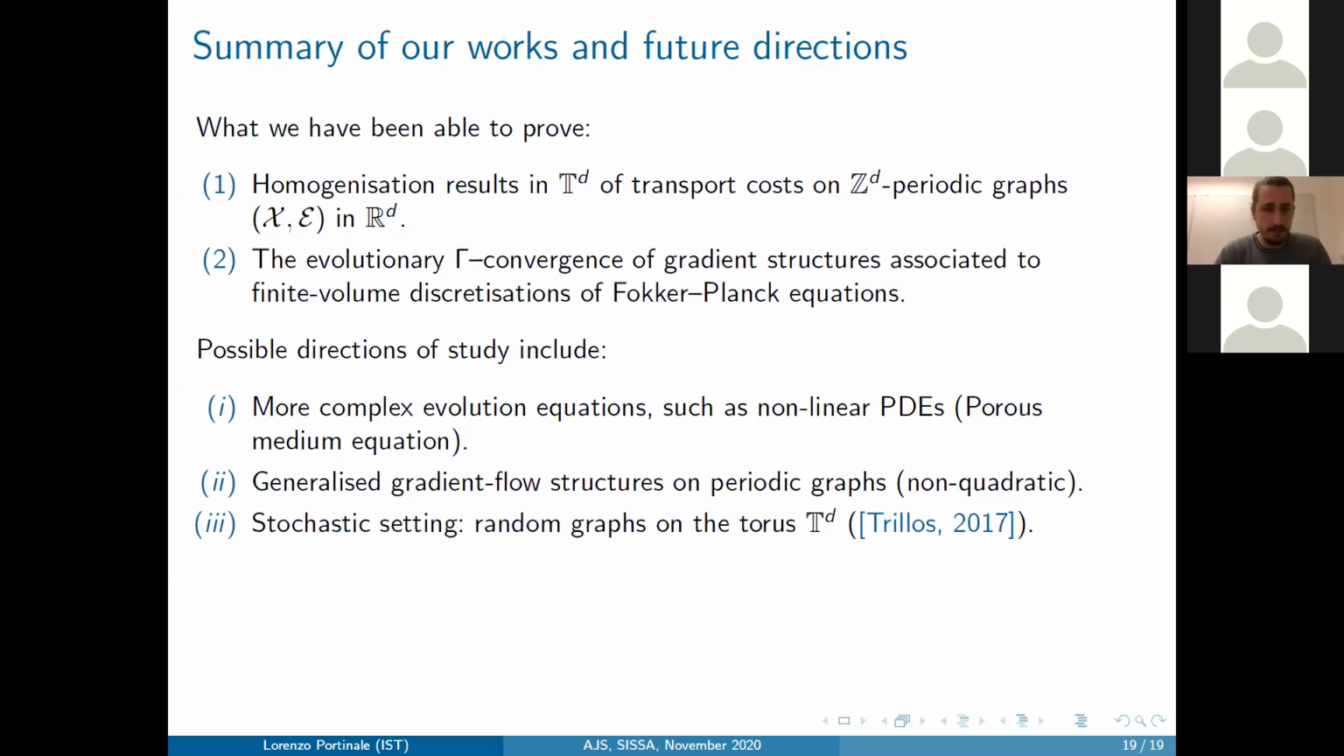And finally, the whole discussion I presented here today is purely deterministic. There's absolutely no randomness involved. The graph is simply a sequence of deterministic graphs, and the results are purely deterministic.